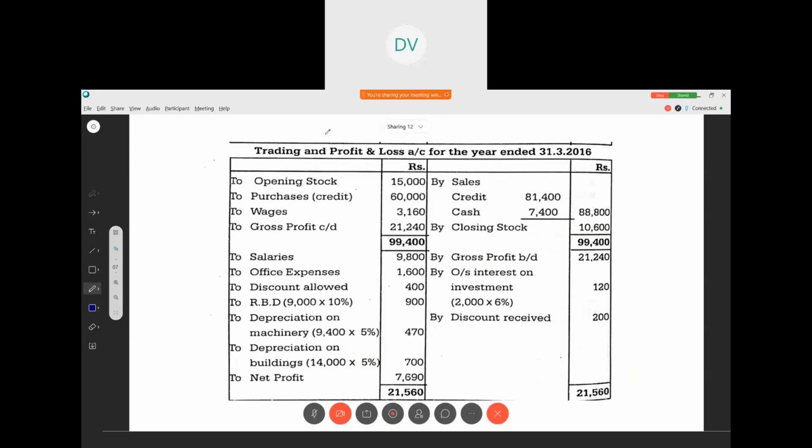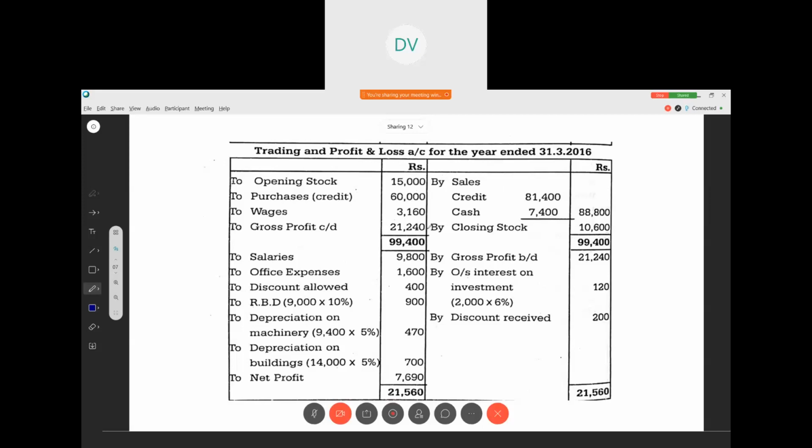Next, trading and profit and loss account for the year ending 31st March 2016. Here, opening stock is given in the opening balance sheet. Credit purchases are given, wages, sales. In the sales, cash plus credit. Cash sales are given in the cash book. Credit sales are given in the adjustment. Okay, closing stock. So the balancing figure will be gross profit.